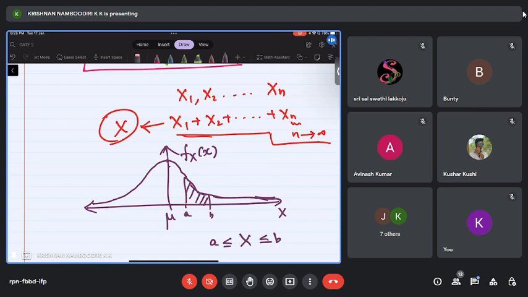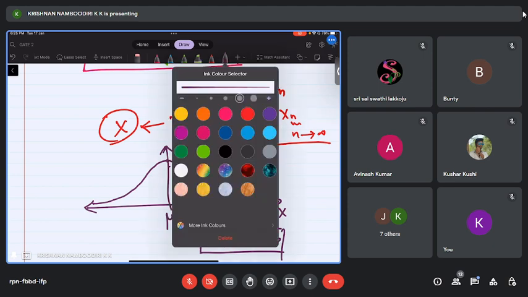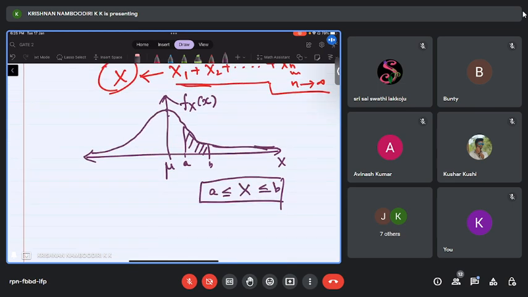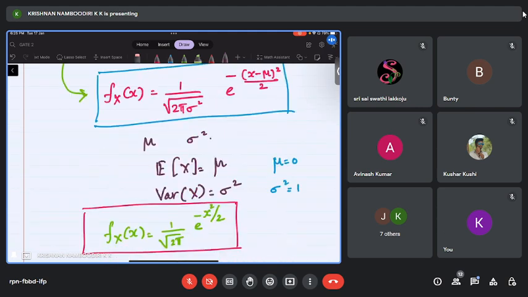These things are not needed to solve this problem, but if you see some other problems from GATE, you may encounter these kinds of problems. To find the probability of x being between some a and b, that is nothing but the area under the probability density function. So that is about the PDF. And now let us come back to the question.